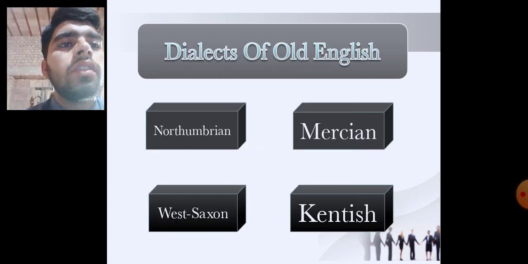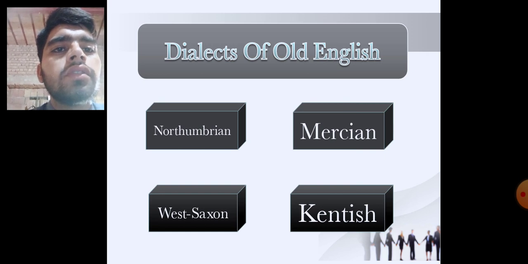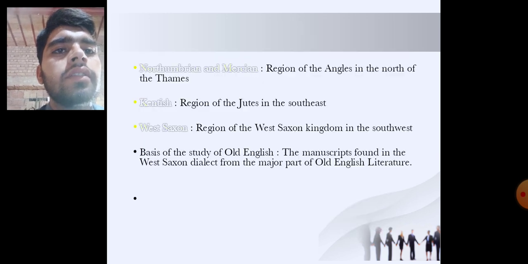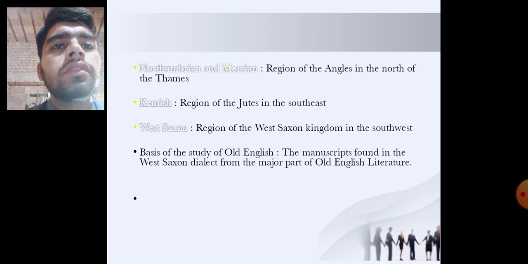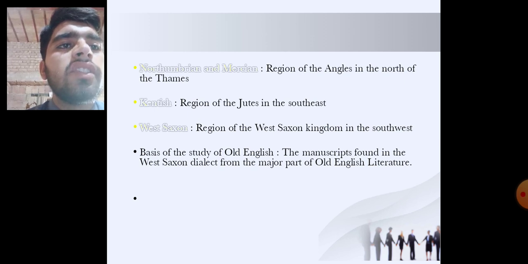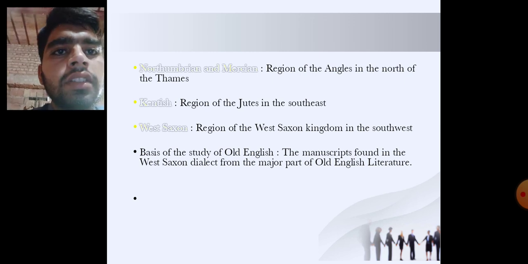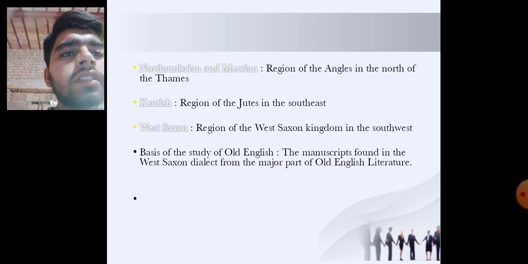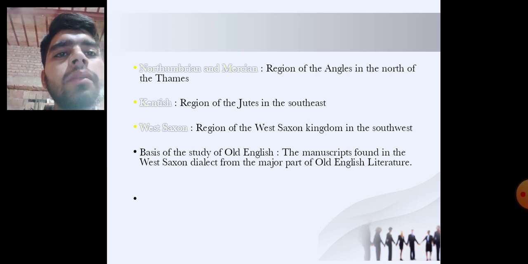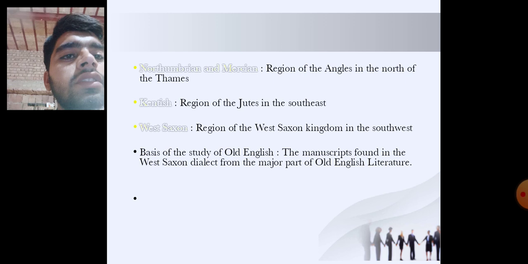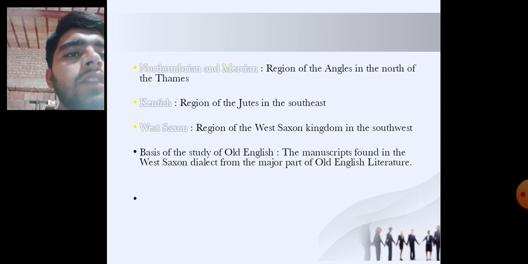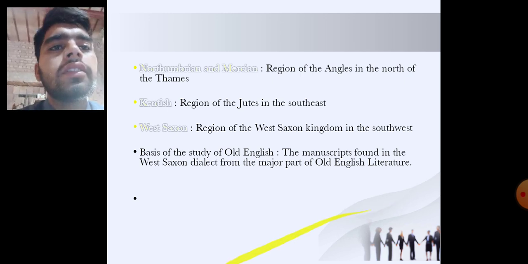Dialects of Old English: Northumbrian, West Saxon, Mercian, Kentish. Northumbrian and Mercian were the region of the Angles in the north of the Thames. Kentish was the region of the Jutes in the southeast. West Saxon was the region of the West Saxon Kingdom in the southwest. It is the basis of the study of Old English. The manuscripts found in the West Saxon dialect form the major part of Old English literature.